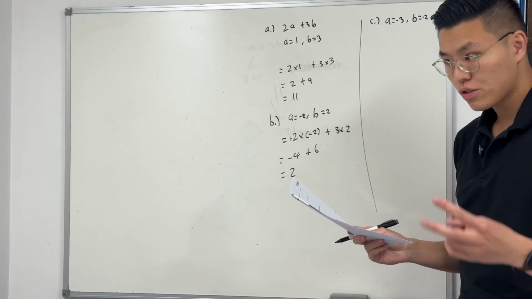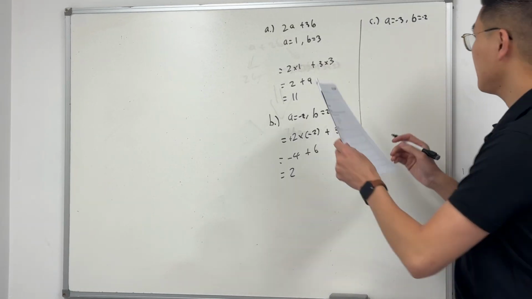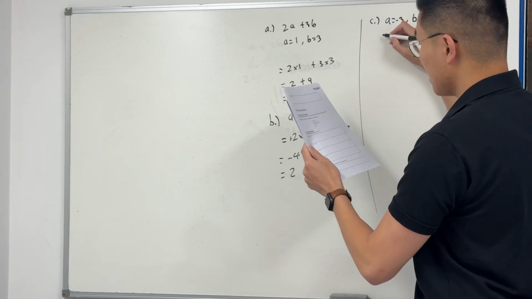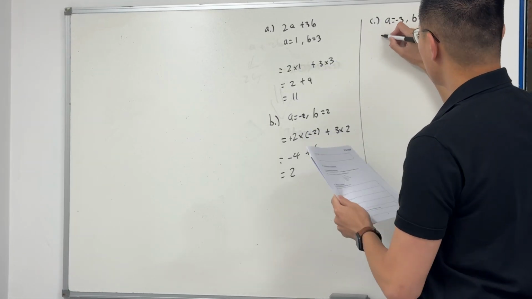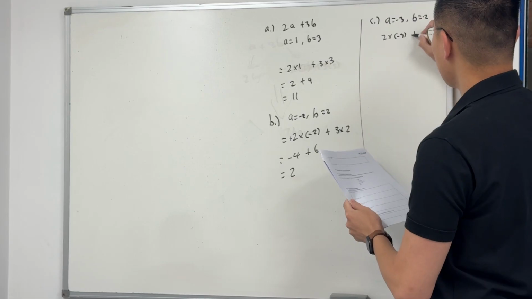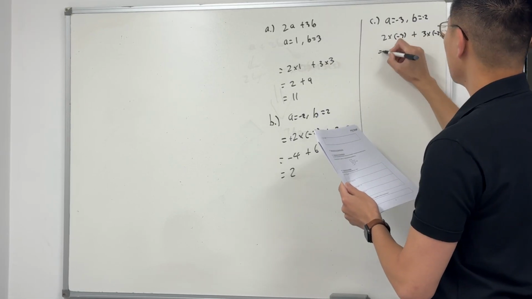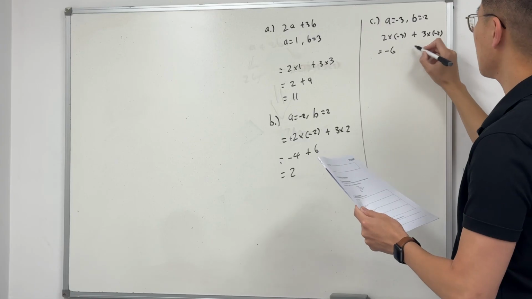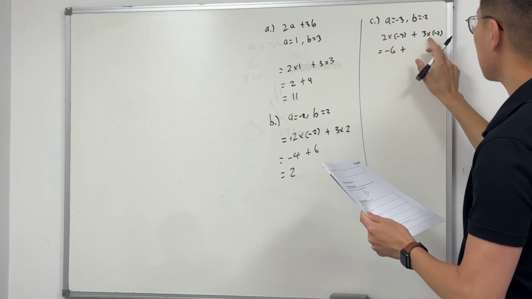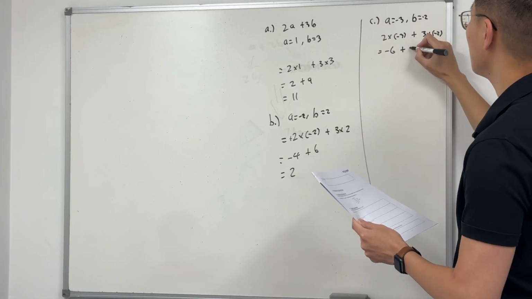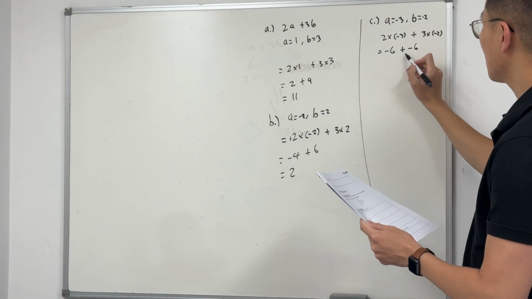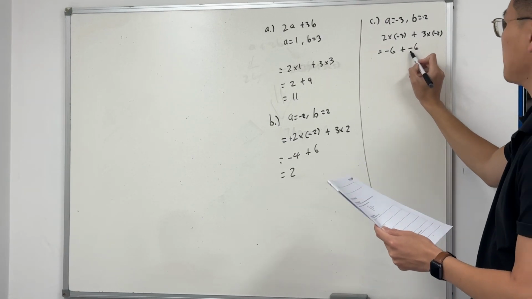Okay, I'm going to do the next two a bit quicker, just because I think you guys understand it now. So next one is 2 times -3 plus 3 times -2. 2 times -3, that's -6, plus 3 times -2, which is -6. So what happens here? I have a plus and a minus next to each other.